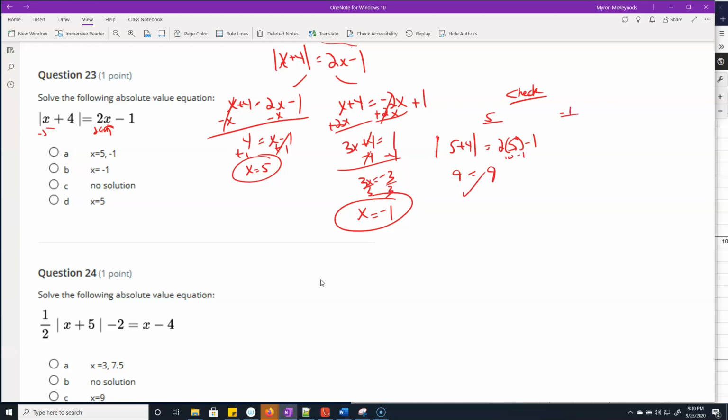And then you want to check negative 1 and plug in negative 1 for both of these. So the absolute value of negative 1 plus 4 is equal to 2 times negative 1 minus 1. And so let's check that. You get negative 1 plus 4 is 3. Absolute value of 3 is equal to 2 times negative 1 is negative 2 minus 1. And negative 3? That does not work. The absolute value of 3 is not negative 3, it's 3. So the only correct answer is 5, which would make D the correct answer.